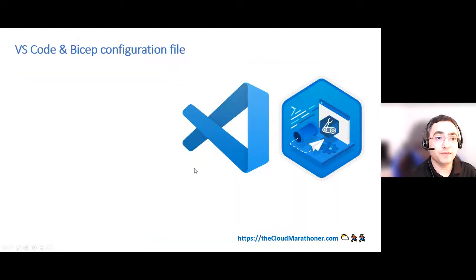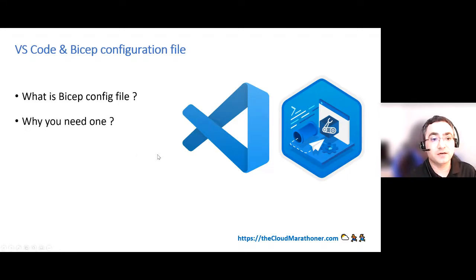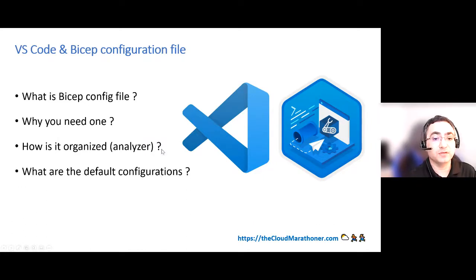Next, Visual Studio Code and the Bicep configuration file. We will have a demo right after this one. Visual Studio Code and the Bicep configuration file are a very important set of tools that you want to put in place. And why Visual Studio Code? Because it comes with the Bicep config file, which I'm going to show you right now. Let's look into how it will organize your files, plus it has an analyzer built in, and what the default configuration of this Bicep configuration file is.